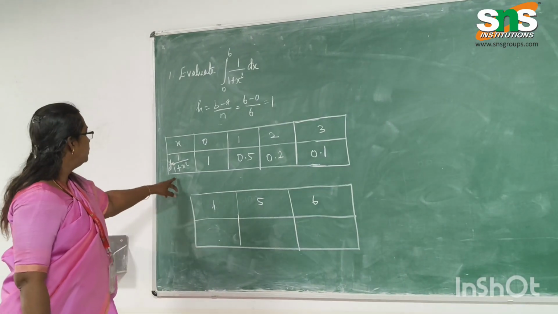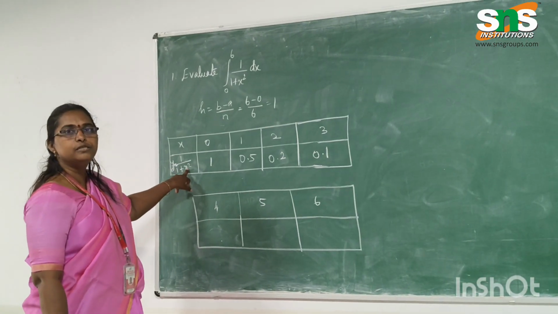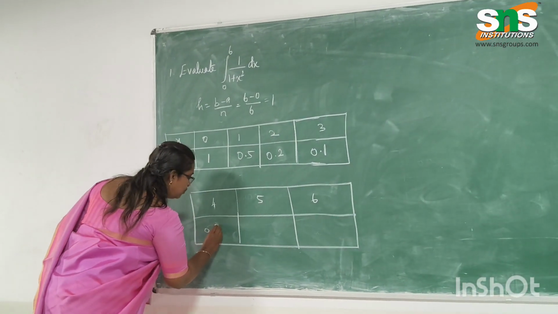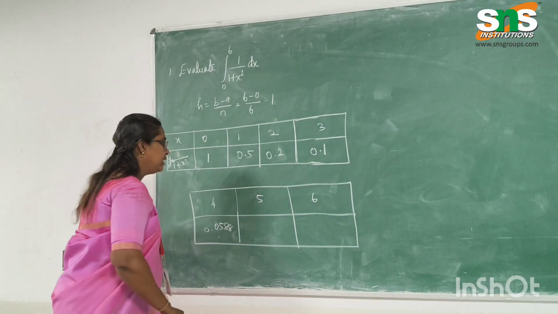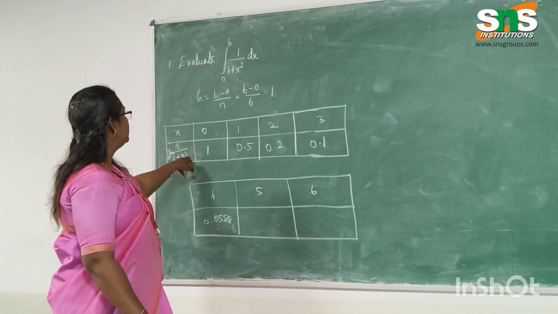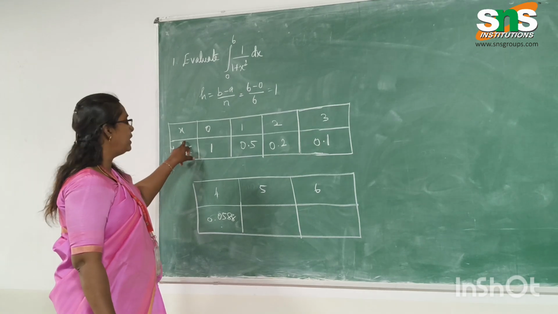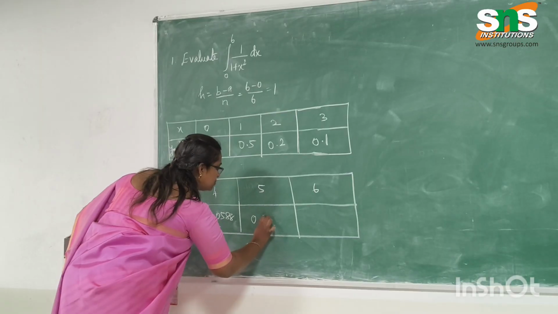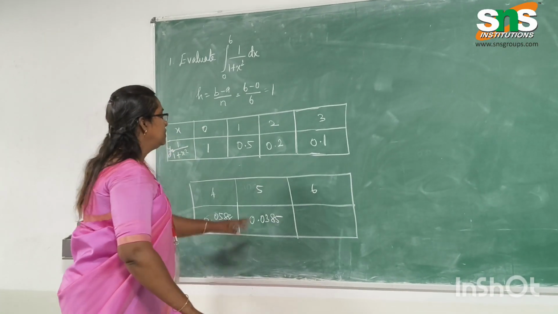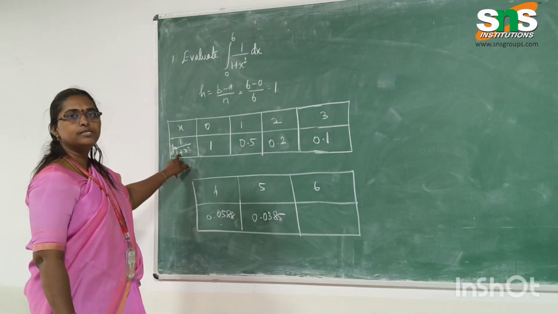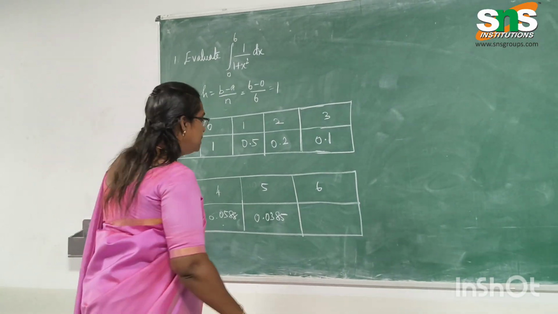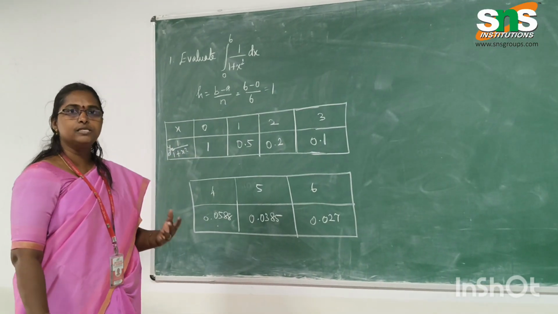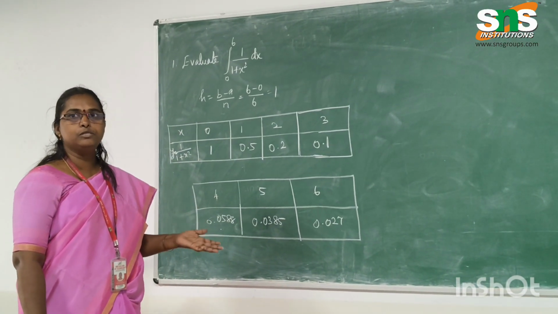And then 4 squared is 16, plus 1 is 17, 1 divided by 17 is 0.0588. Next, 5 squared is 25, plus 1 is 26, 1 divided by 26 is 0.0385. Then 6 squared is 36, plus 1 is 37, 1 divided by 37 is 0.027.